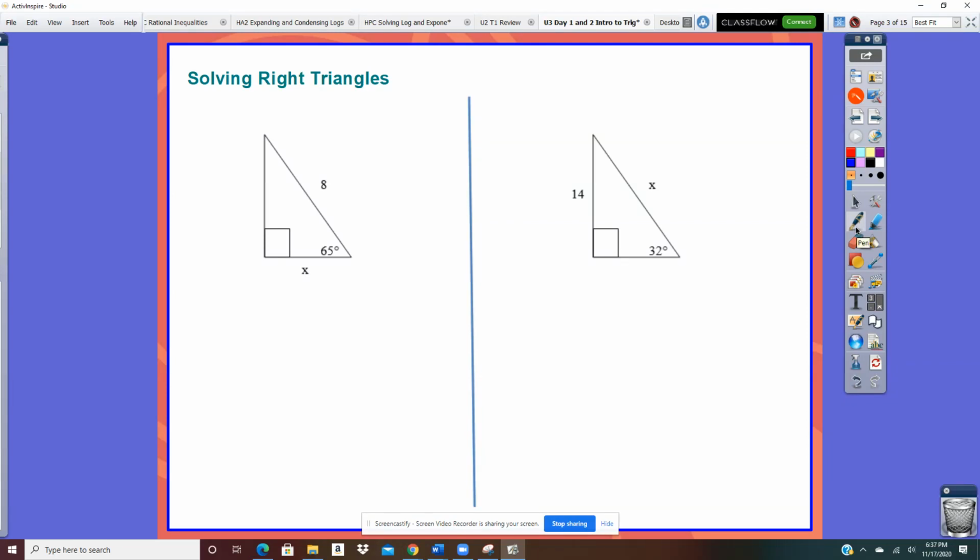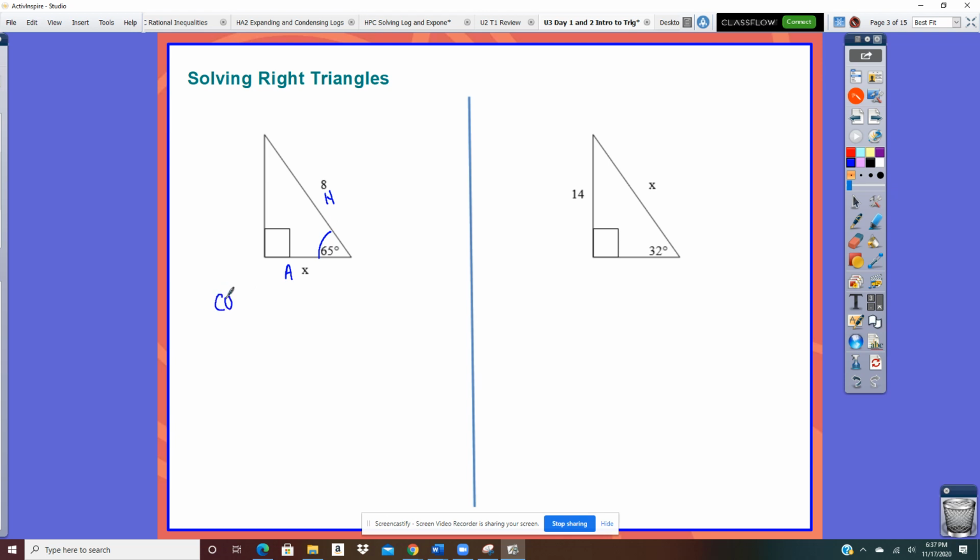Okay, to solve for a missing side in a right triangle using trig, you are going to set up an equation using the ratio based on the given values. So if I know my angle here is 65 degrees, and I have the side x and the side 8, the side x is the adjacent side. It's the one right next to it. And the 8 is the longest side. That's our hypotenuse. So which trig ratio uses adjacent and hypotenuse?